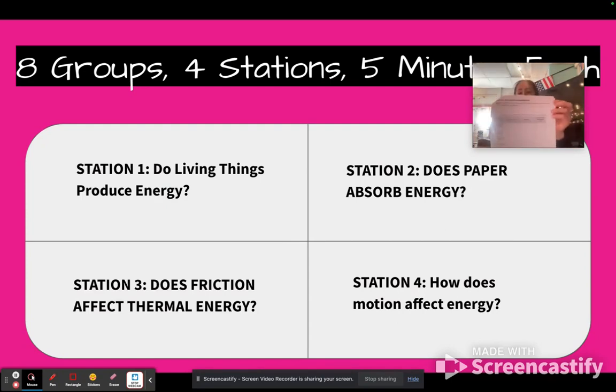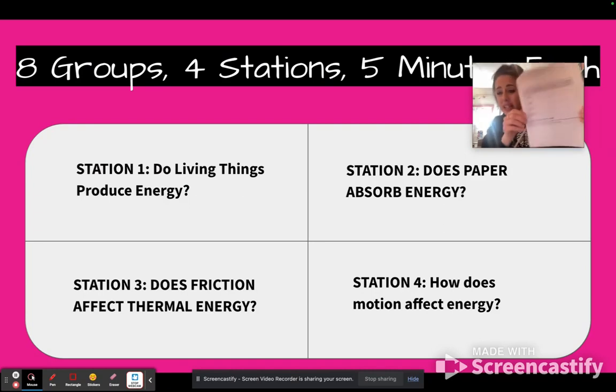So we have station 2 directions, right? It's going to look like this. You got a little table here to fill out, right? Station 2, predict what will happen to the temperature of the paper when you place each piece. You're going to have a black piece of paper and a white piece of paper under a lamp. So you make your predictions, okay?